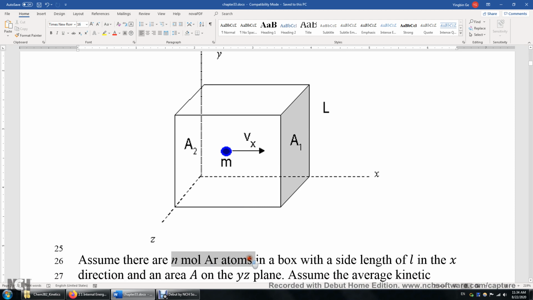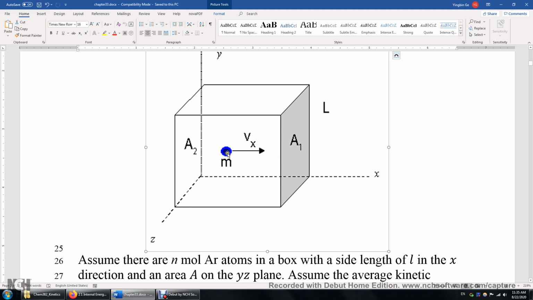Assuming we have n moles of argon atoms in a box, but let's look at just one atom at a time. And let's look at the motion of this single atom in the x direction. Assume the speed of this atom is v_x in the x direction. It's moving towards the right. It's about to collide with this shaded area. So let's just imagine it's going to move that way, collide with A, and bounce back. Look, the velocity changes sign, but the speed remains constant. So it's going to move towards the left after collision at the same speed. Collides with A2, bounces back, and then collides with A1, and then A2, and then A1.